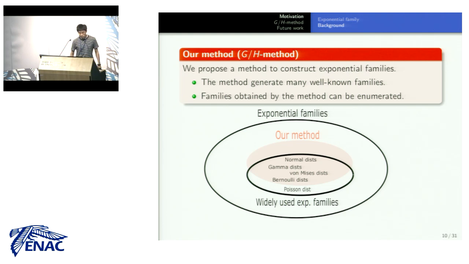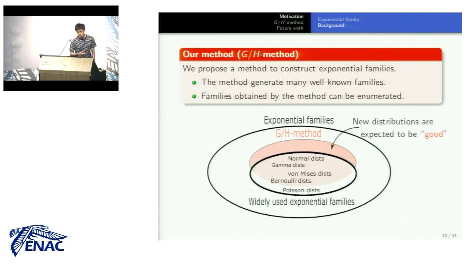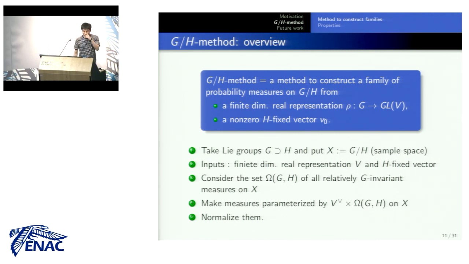Our method is a method to construct exponential families. This method generates many well-known exponential families, and families obtained by the method can be enumerated. Moreover, new distributions by our method are expected to be good. Now let's see the G mod H method. The G mod H method is a method to construct a family of probability measures on G mod H from a finite dimensional real representation of G and a non-zero H-fixed vector.